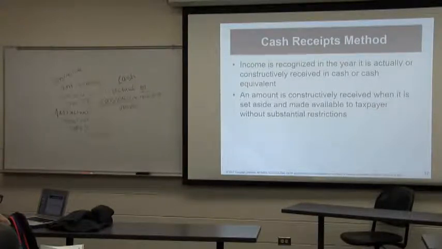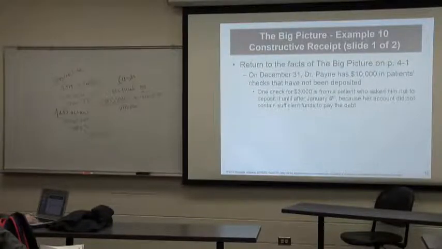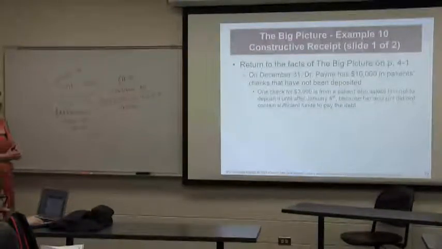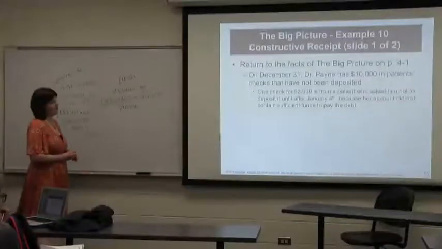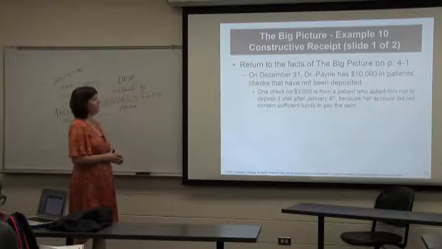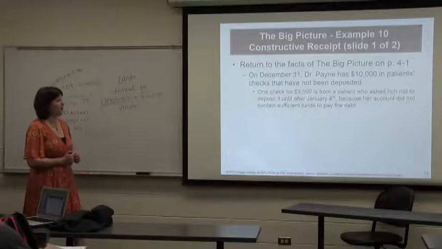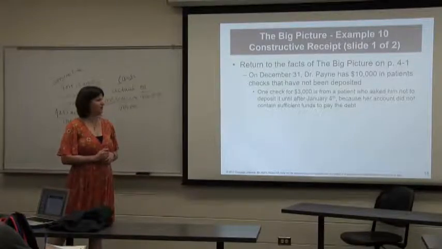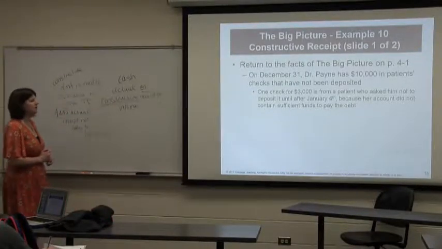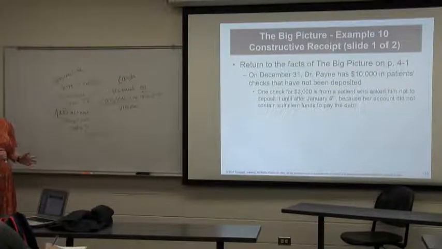So, let's look at an example here. Actually, let's look at this big picture facts first, and then we'll look at an example in the book. On December 31st, Dr. Kane has $10,000 in patient checks that have not been deposited. One check for $3,000 is from a patient who asked him not to deposit it until after January 4th because her account did not contain sufficient funds to pay the debt.